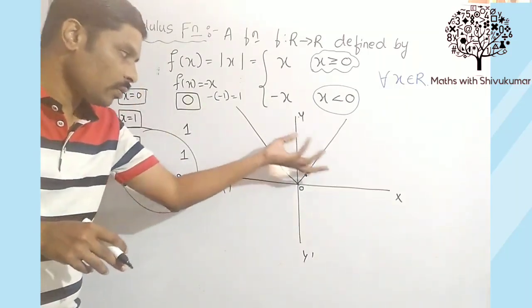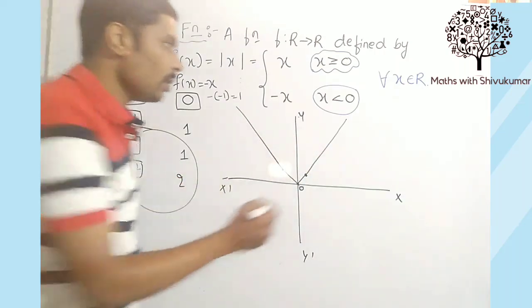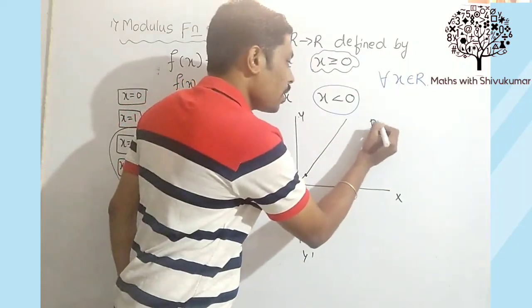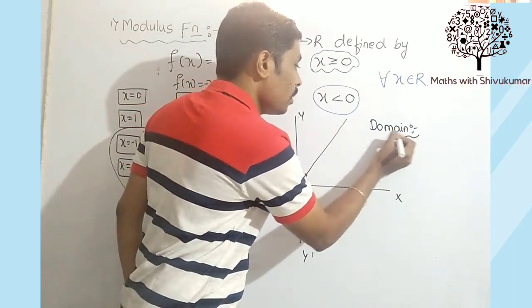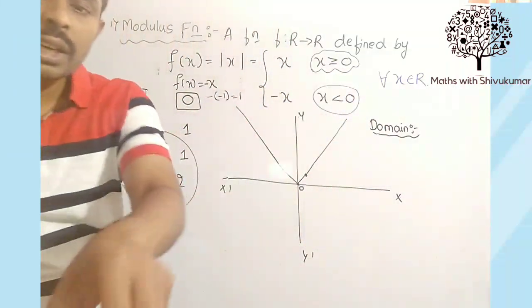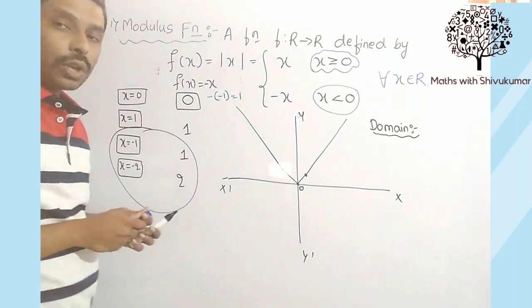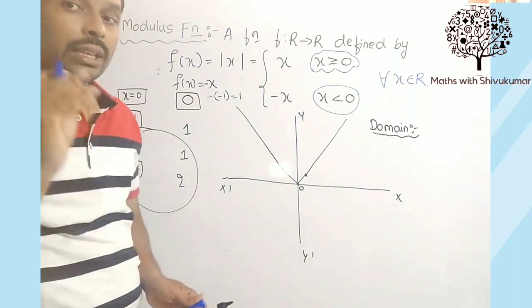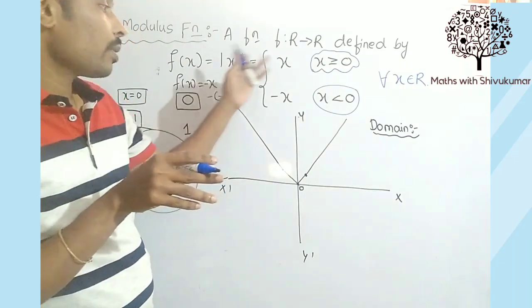If you substitute positive also, you are getting positive. If you substitute negative also, you are getting positive. So now the question is, sir, what is the domain of this function? Students, tell me. Before starting this, I have told you, domain means what? The set of all the input values which you will give for this function.